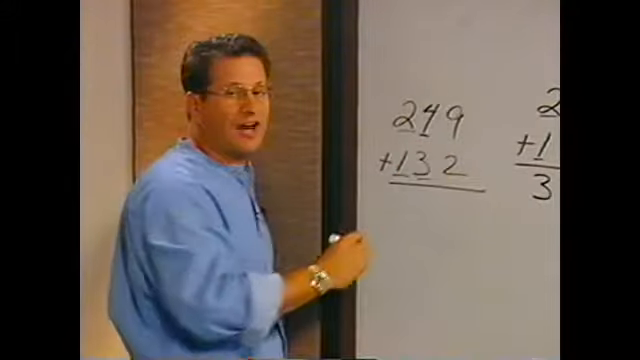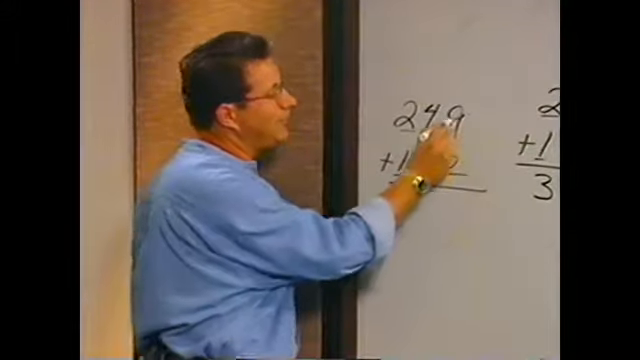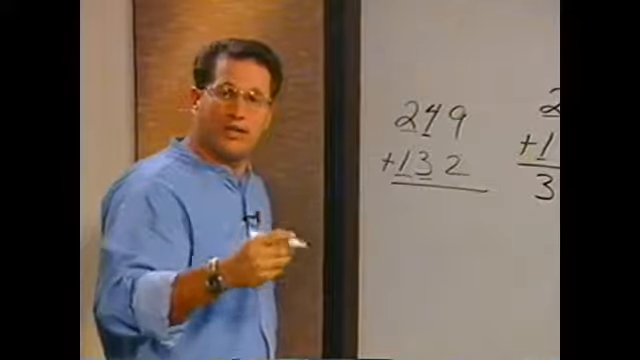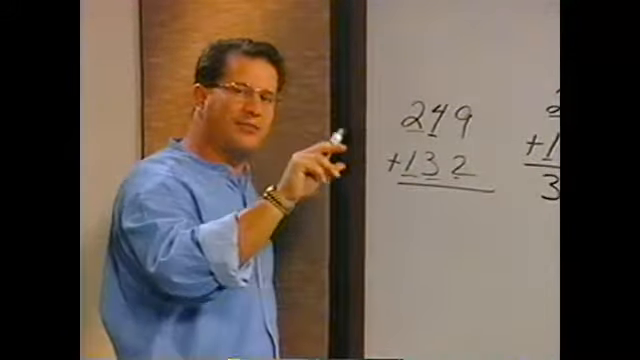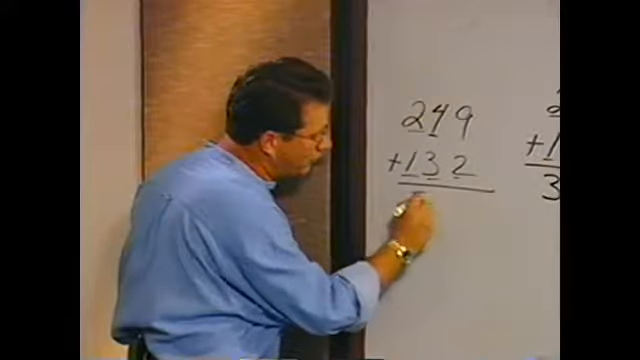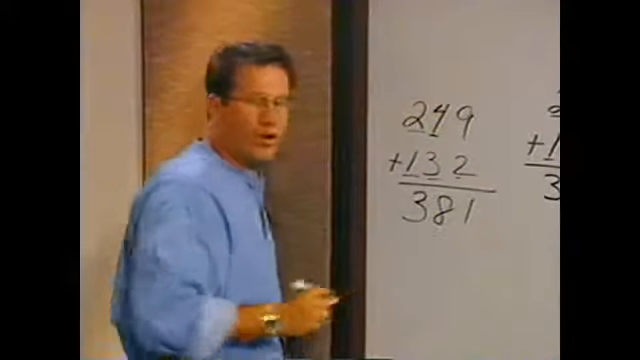And then we go to the next column. What's 370 plus 9? 379. And then add 2 more. What's 379 plus 2? The answer is 381.